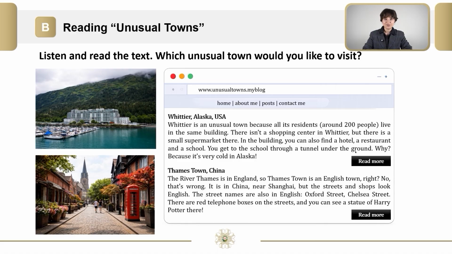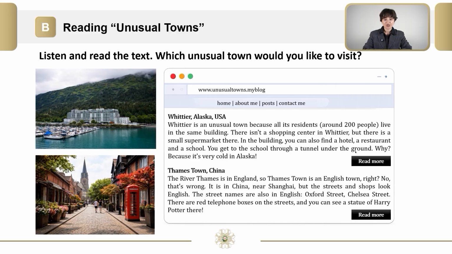Whittier, Alaska, USA. Whittier is an unusual town because all its residents, around 200 people, live in the same building. There isn't a shopping center in Whittier, but there is a small supermarket there. In the building, you can also find a hotel, a restaurant, and a school. You get to the school through a tunnel under the ground. Why? Because it's very cold in Alaska.